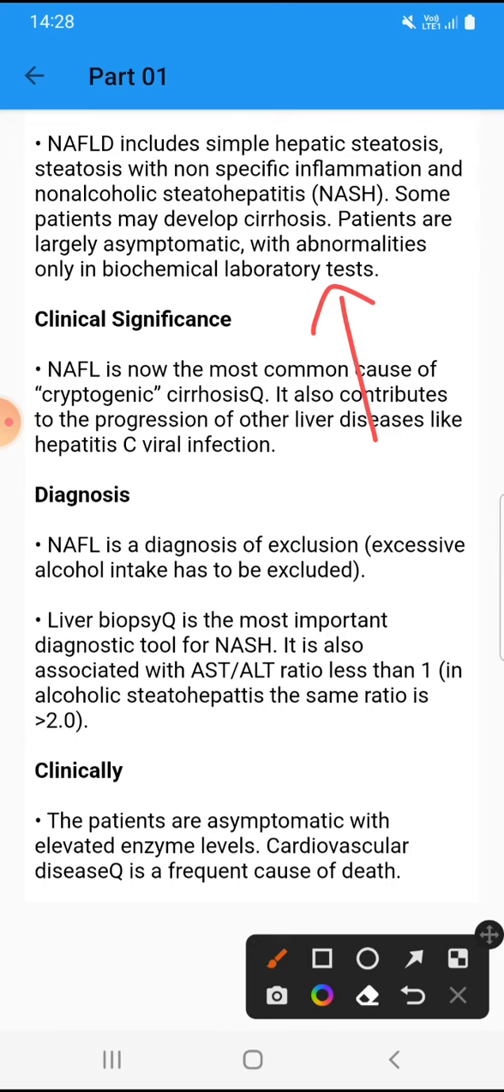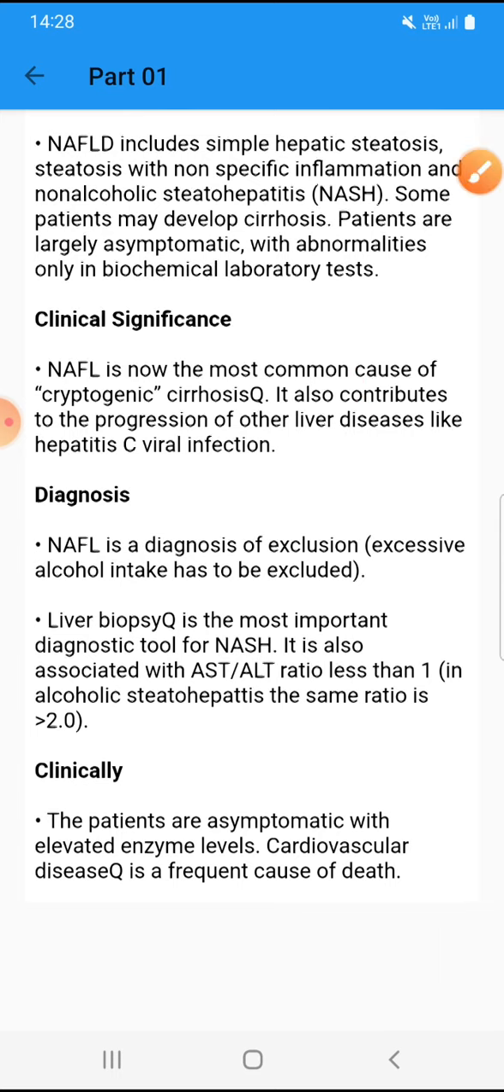In alcoholic steatohepatitis, the same ratio is more than 2. Clinically, the patients are asymptomatic with elevated enzyme levels. Cardiovascular disease is a frequent cause of death.